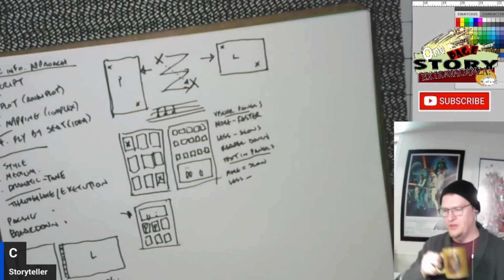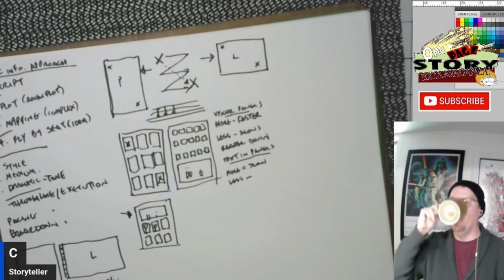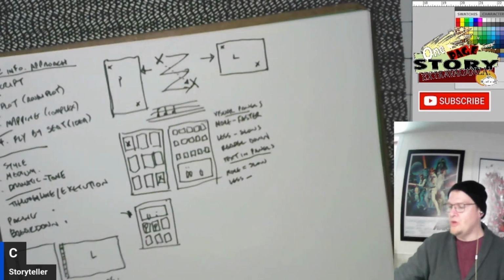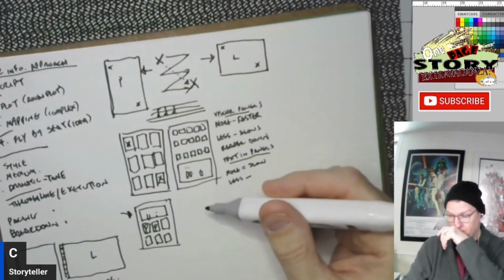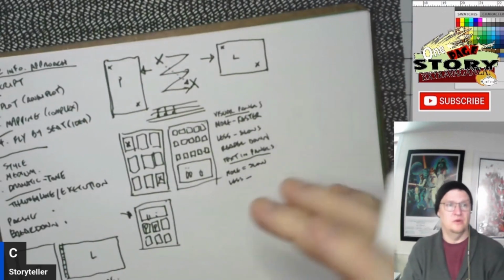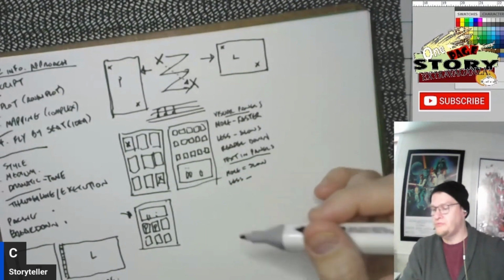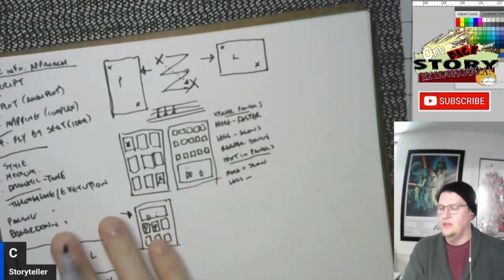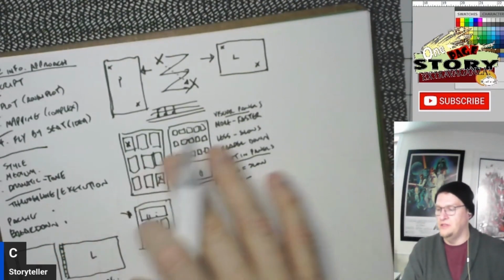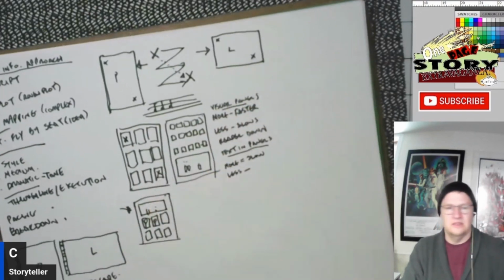So that pacing, that breakdown, we are now able to reassess how we're going to direct our reader. Now, the other part I want to show you in pacing and breakdown is size of panel.